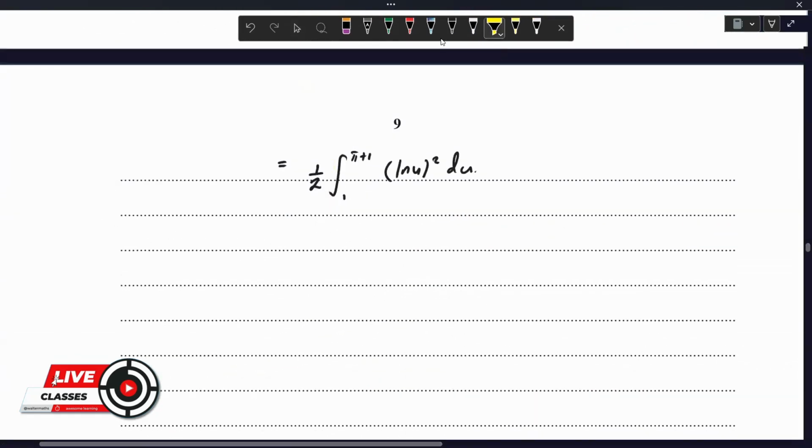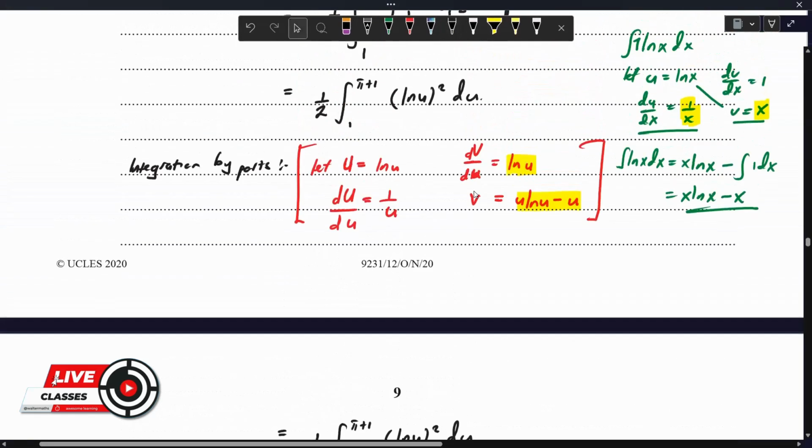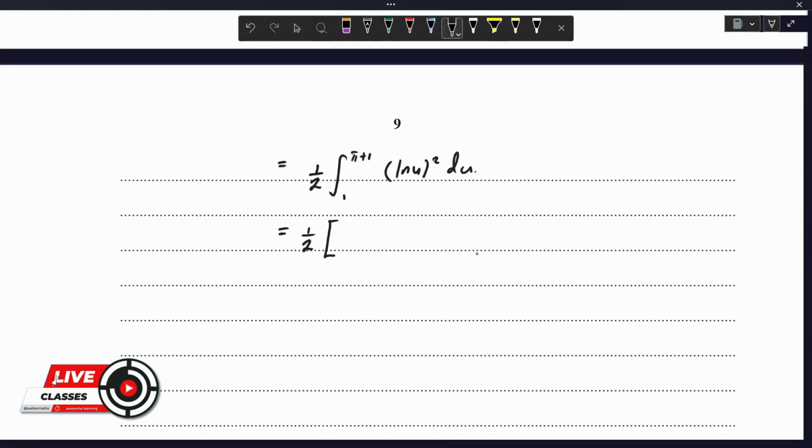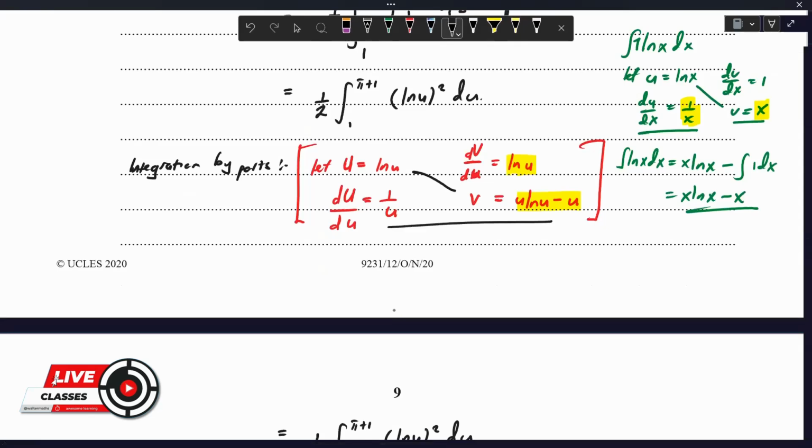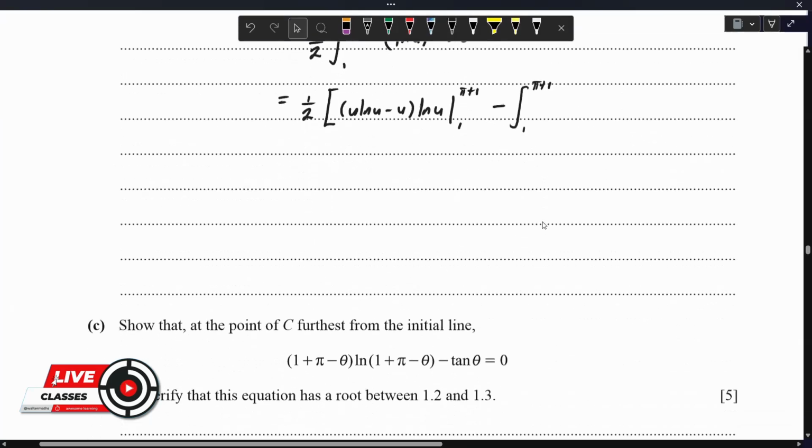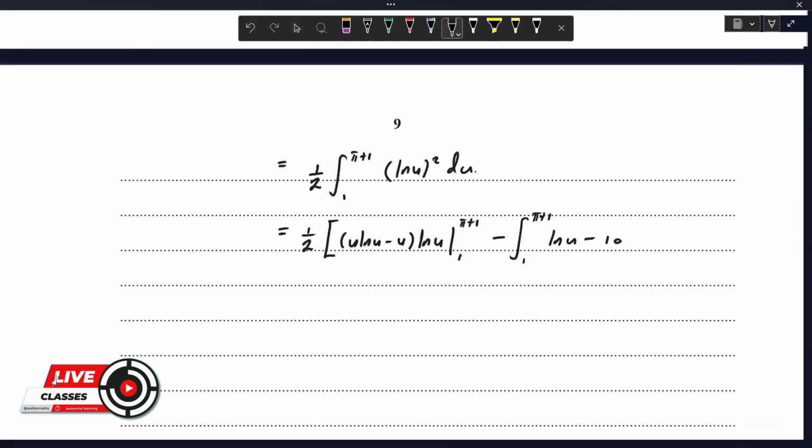All right, so this is going to be equal to, by parts, a half of uv. We do these two, which would be u ln u minus u, of ln u, and the limits are 1 and pi plus 1. And that's minus the integral from 1 to pi plus 1 of the product of these two, which will be 1 over u times ln u, which is ln u. So it's essentially ln u minus 1. All right, so it's like we're integrating ln u minus 1 with respect to u.